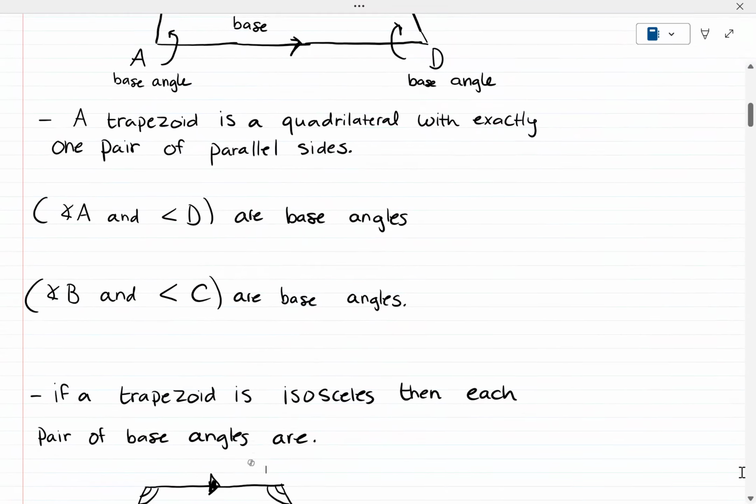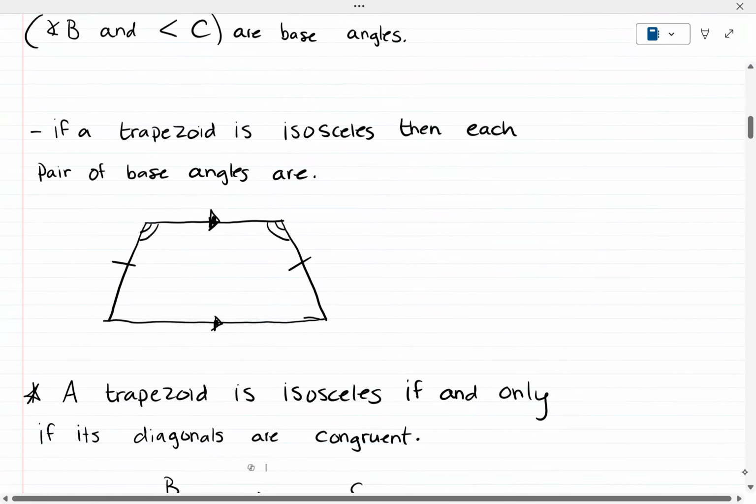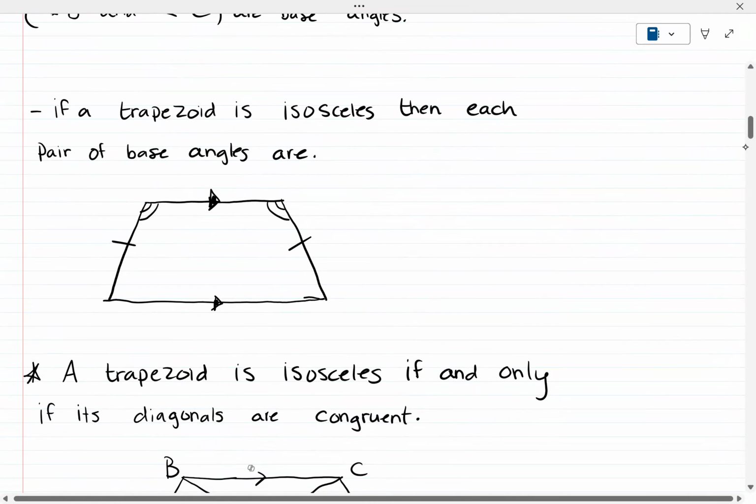There are different types of trapezoids. If a trapezoid is isosceles, then each pair of base angles is congruent. So here you have an isosceles trapezoid. How do I know this is isosceles? Because you have two sides that are congruent, shown by this one tick mark. This means this side is congruent with this one, and that this angle right here is congruent with this angle.